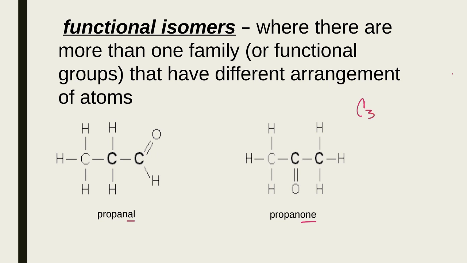So again, the chemical formula, we would write it like this. We usually put the oxygens at the end. It looks like that, and it's the exact same chemical formula, but notice that there is a C double bonded O at the one end for the propanal, and then it's in the middle for the propanone.